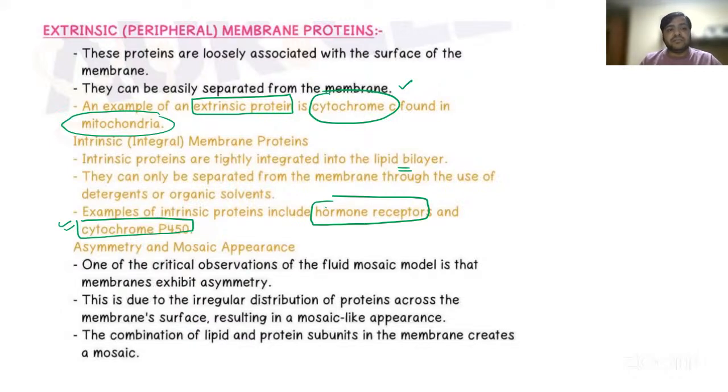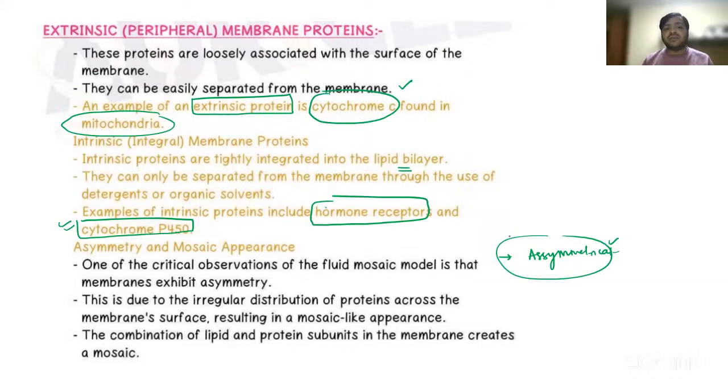So yes, remember, guys, the lipid bilayer exhibits an asymmetrical nature, because the proteins are not evenly distributed. For example, integral proteins span throughout the membrane. Some are located outside, some are located inside. So this gives an asymmetrical nature to this biological membrane.